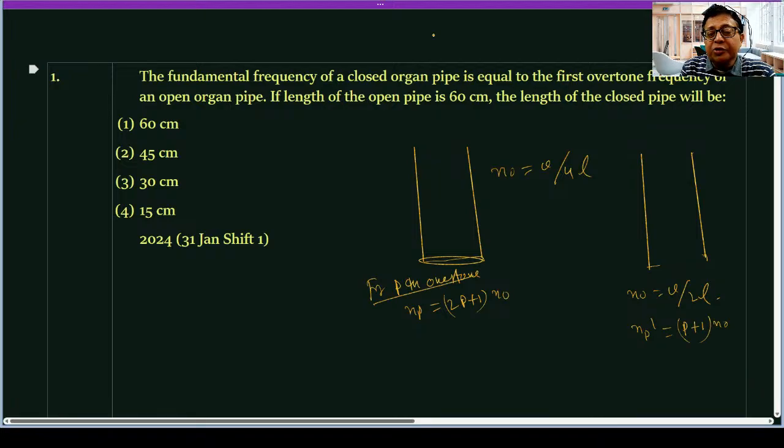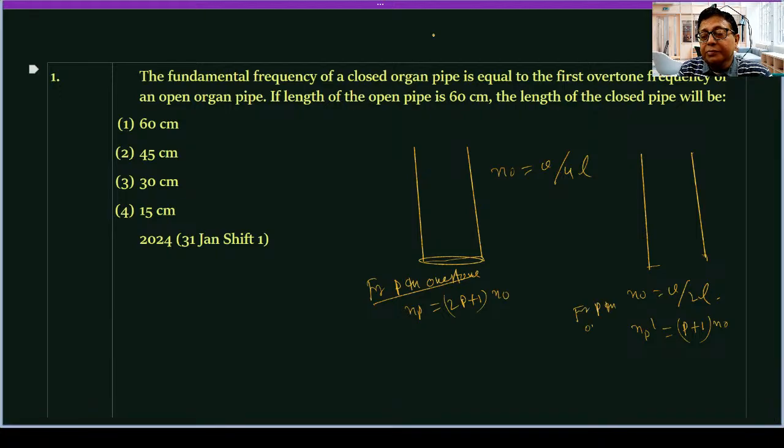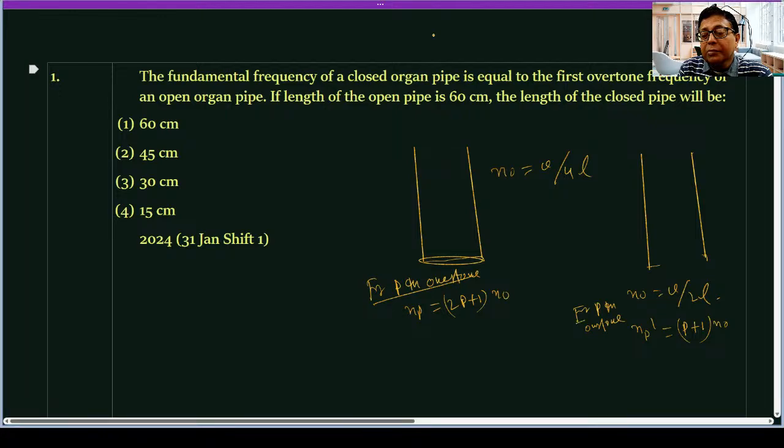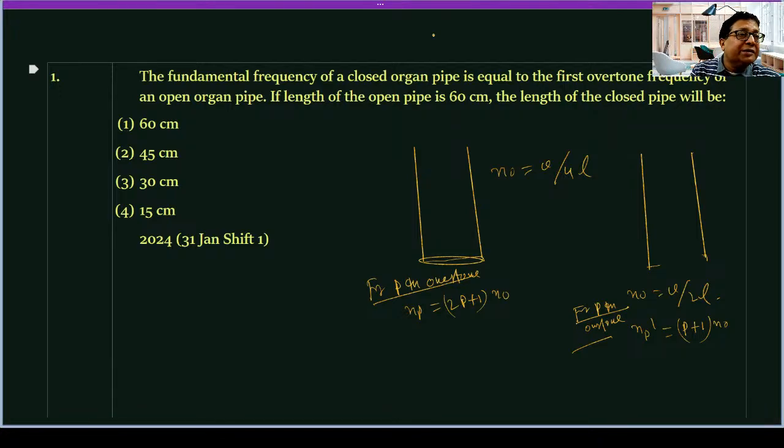This is what it is for pth overtone. So the open pipe consists of all the harmonics. But here only odd harmonics are there, and that's why the sound is not so musical in a closed pipe compared to the open pipe.